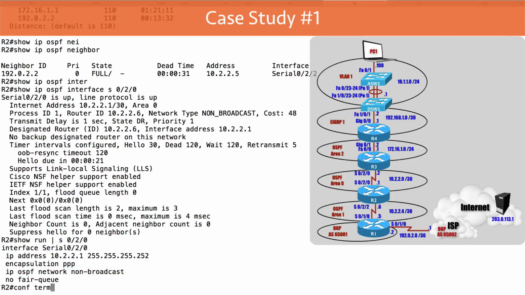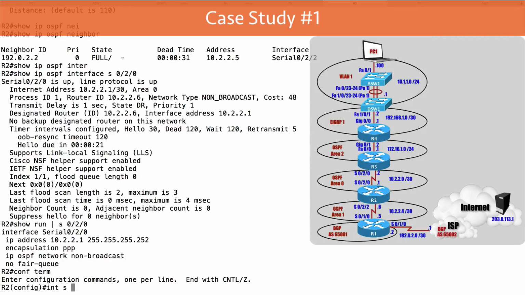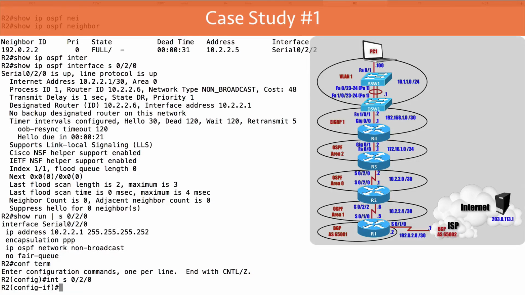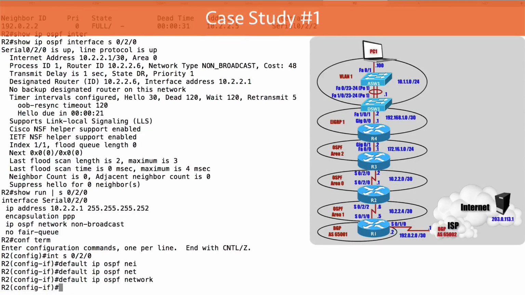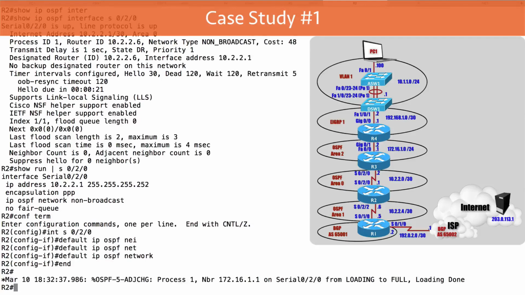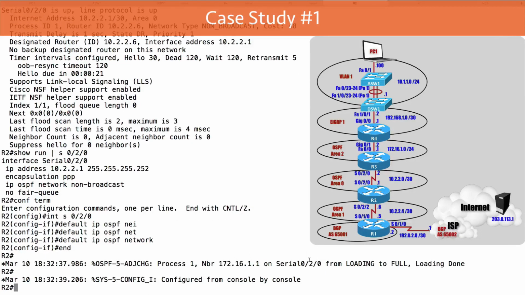Let's fix this. Let's go into interface serial 0/2/0, and let's put this back to the default. I'll say default ip ospf network. And this should put it back to point-to-point. Oh, great news, look at this. It says that we have just formed a neighborship.